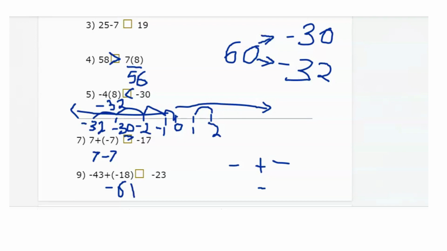So -32. Now, -43 minus 18 is going to give us -61. So look at it. From this diagram, you can tell that -61 is less than -32.